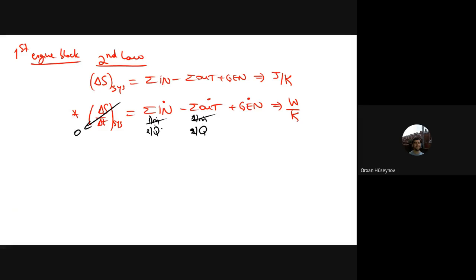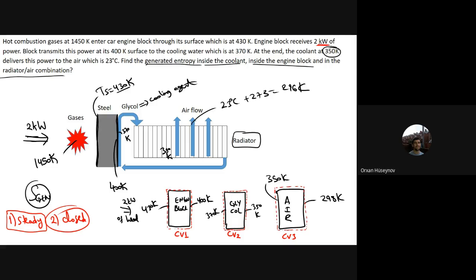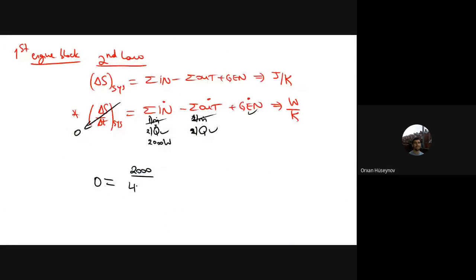We are talking about the surface. There is Q dot into the system, which is 2000 watts, and there is Q dot out of the system. These two are there, and the generation term is also there. So 0 will be equal to 2000 watts divided by the temperature at which the engine block receives it, 430 Kelvin, which is the inlet, minus the second one, again the same, divided by 400 Kelvin.